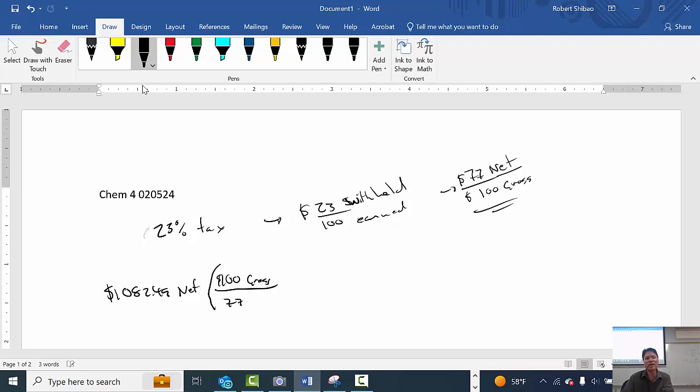for every $77 net. And so what I'm going to do is include this as a conversion factor in the problem itself. And so the net dollars cancel. That gives me gross dollars. Is the pay in net dollars or gross dollars? The pay is in gross dollars. And so it'd be $925 gross dollars pre-tax for every hour that was worked. And then the rest would be the same.